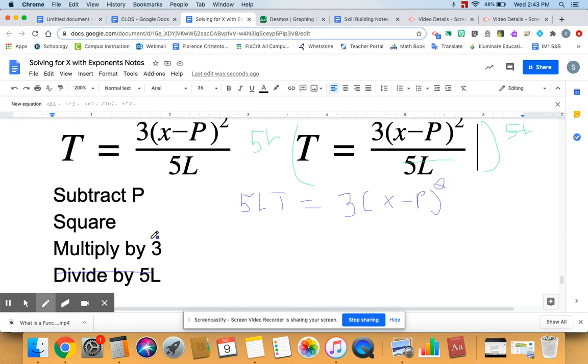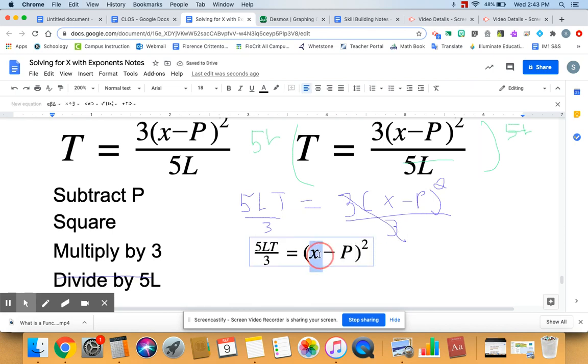So the next strongest thing that I have to defeat is the multiply by 3. The inverse of multiplying is divide, so I have to divide both sides by 3. If I did 5 divided by 3, I'd get a decimal. So I'm just going to leave it looking like this. So the 3 divided by 3 cancels.